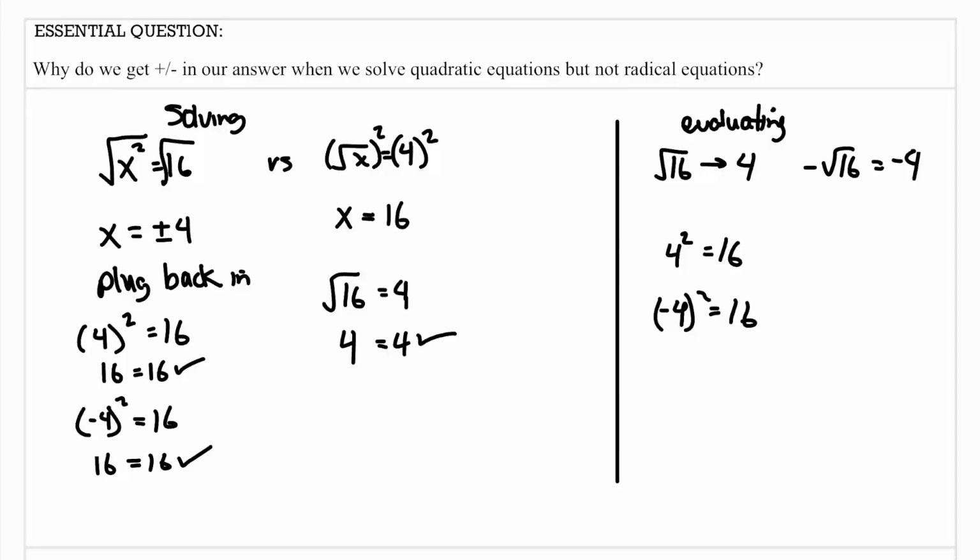So that's a different topic, looking at inverse operations and quadratics and radical equations, which we can talk about in another topic. But I hope that clears up some confusion on why we only get plus or minus when talking about quadratic equations and not when we're solving radical equations.